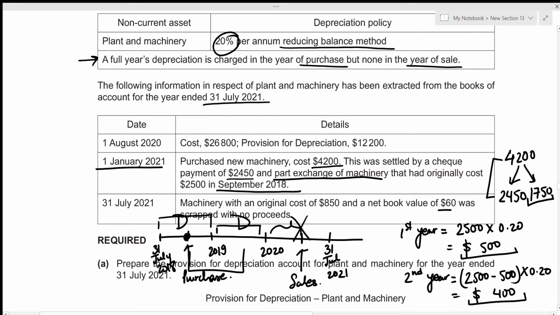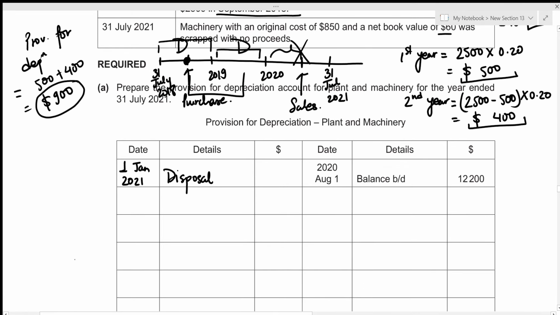Alright, so these are the amounts that we require. Now in order to figure out the provision for depreciation, we just add up the depreciation charge for these two particular years. So that's going to be 500 plus 400, which gives us the total of 900. So this is the amount that should be recorded on the debit side of our provision for depreciation account. Let's do that right here.